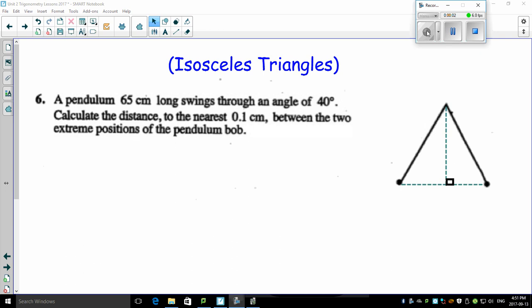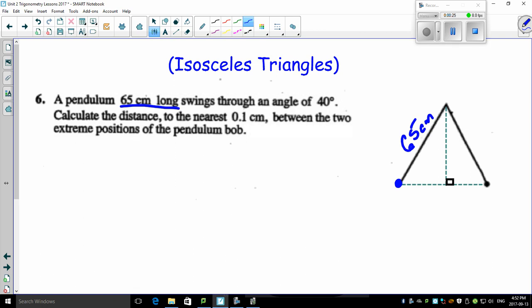Well, let's start solving some more really in-depth questions. If you look at this scenario, it says a pendulum which is 65 centimeters long. So a pendulum means that it's got a little bit of a ball on the end of it. They actually call it a bob, and it swings back and forth. But this bob is attached to a piece of string that is 65 centimeters long.